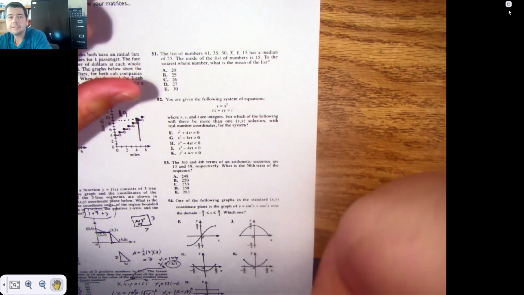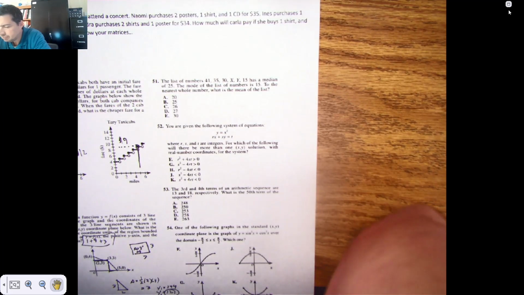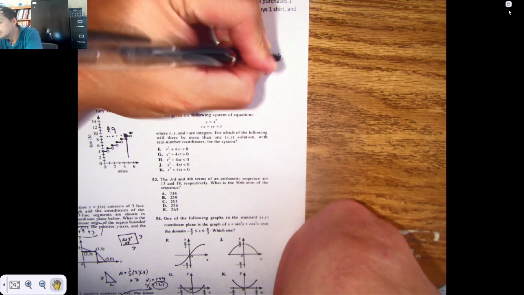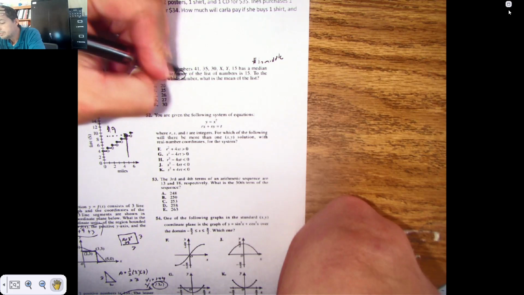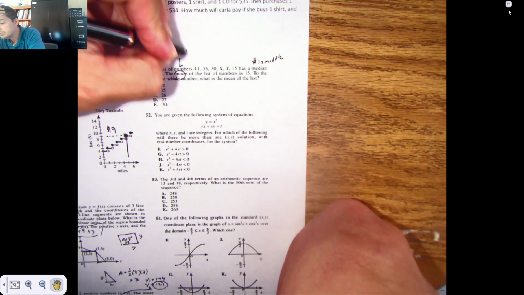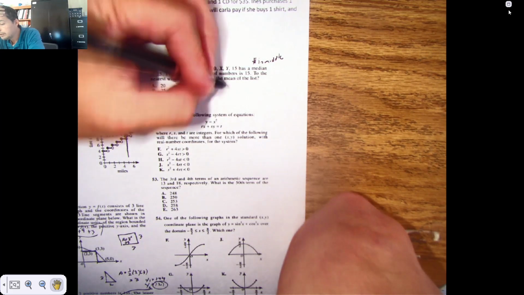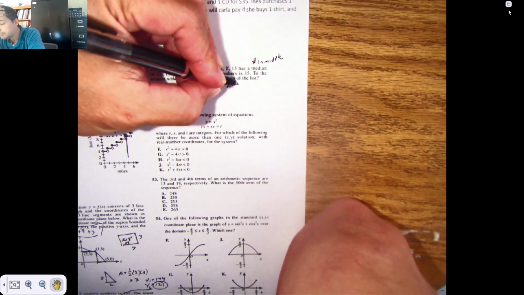Here's one, and it's towards the end of the test, but it's not actually high school math. It talks about mean, median, and mode. Median is the number in the middle. Mode is most often. And they want the mean, which is the average.